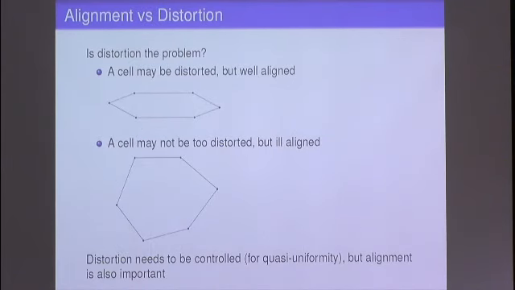Okay, let's look at alignment versus distortion. So look at this cell. It's highly distorted. The edges have differences, but it's aligned, so you get good convergence on these cells. But if you look at a cell like this, it's roughly not too distorted, so the edge lengths are almost the same, but it's far from aligned, so you have problems on this cell. This is a curious thing. So distortion needs to be controlled if you want quasi-uniformity, but alignment is also important. So we have to look at these cancellation properties.